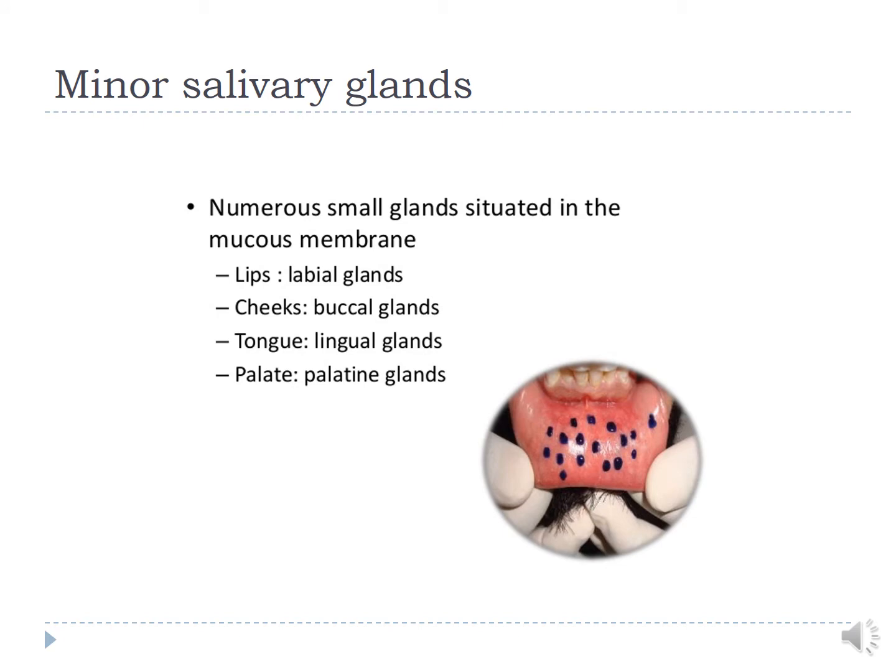These are the numerous small glands situated in the mucous membrane of the lips, where they are called the labial glands, in the cheeks, where they are called the buccal glands, in the tongue, where they are called the lingual glands, and in the palate, where they are known as the palatine glands.